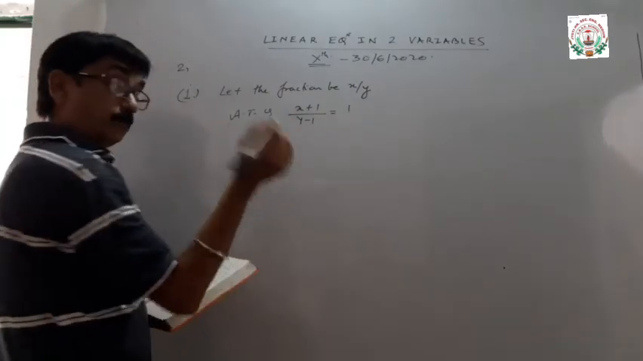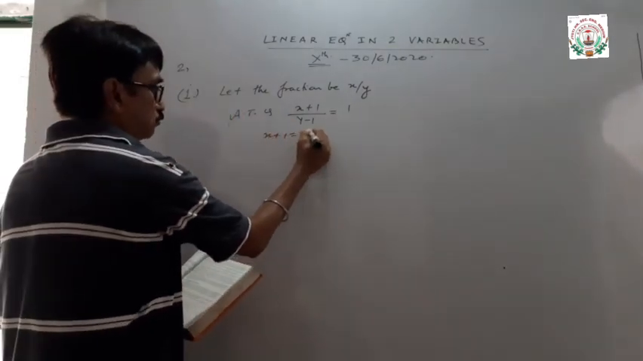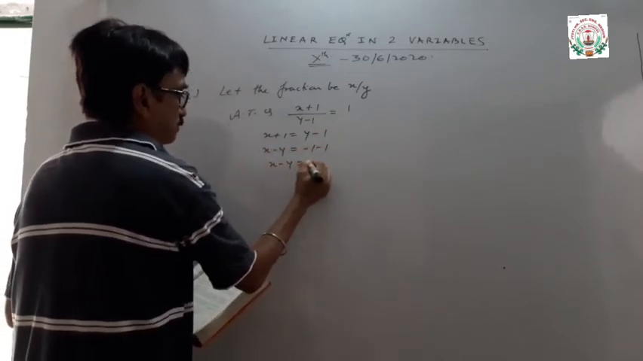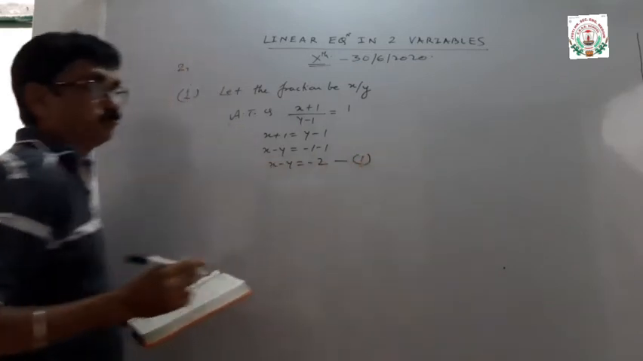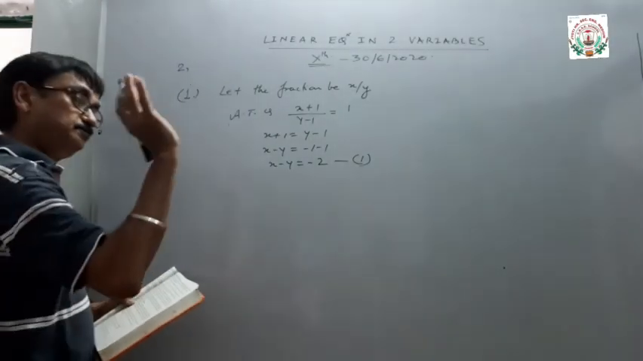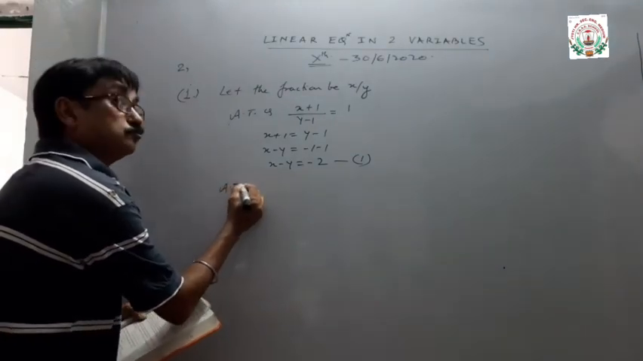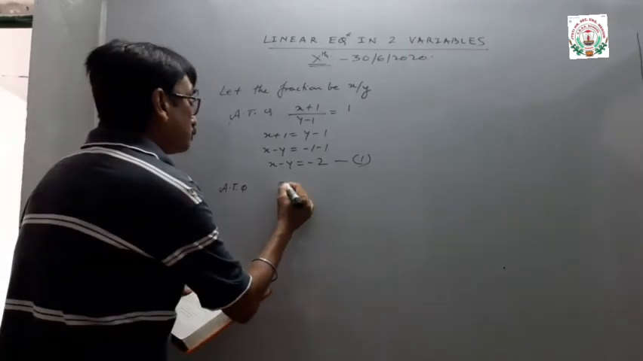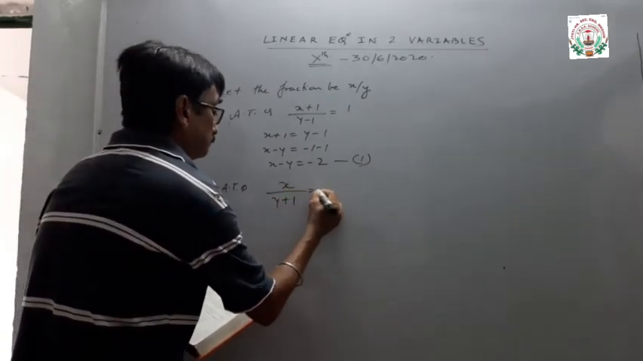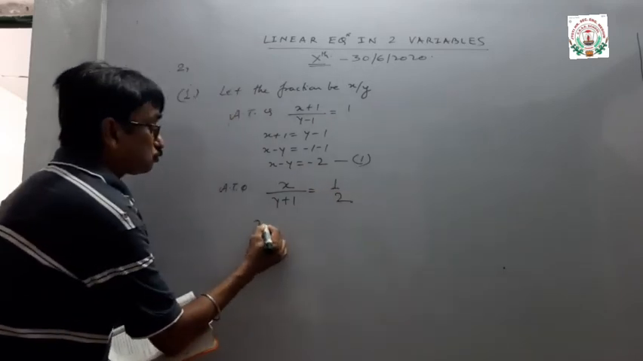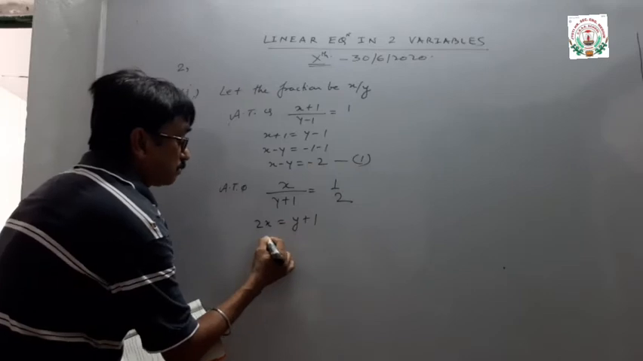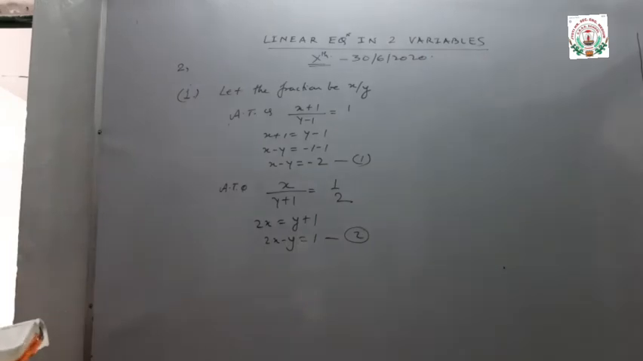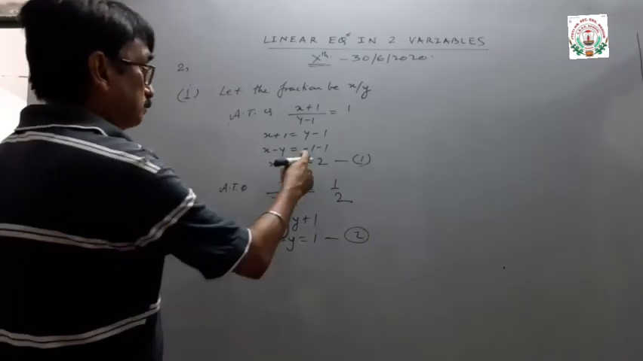Now just cross multiply, x plus 1 equals y minus 1, x minus y equals minus 1 minus 1, x minus y equals minus 2. That is our first equation. Now the second condition according to the question: if we add only 1 to the denominator, it becomes 1 by 2. Just cross multiply, 2x equals y plus 1, 2x minus y equals 1. Now we have to solve these two equations by the elimination method.